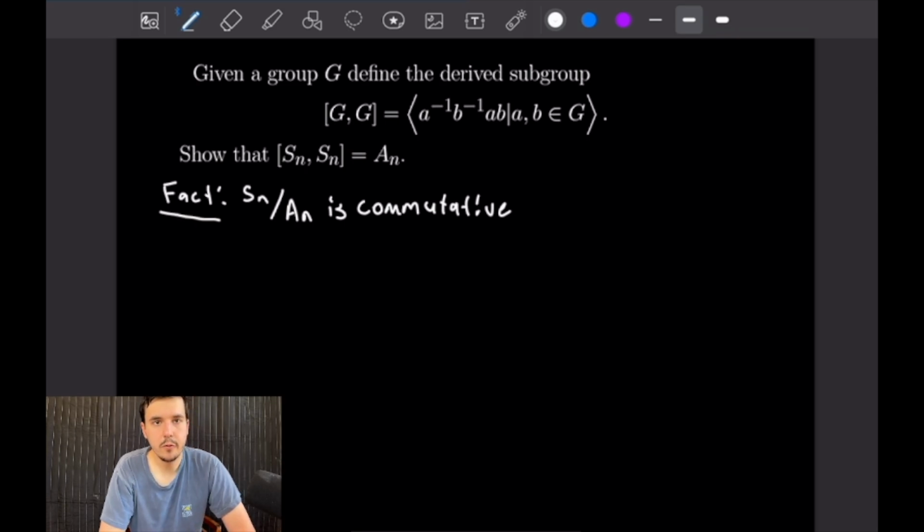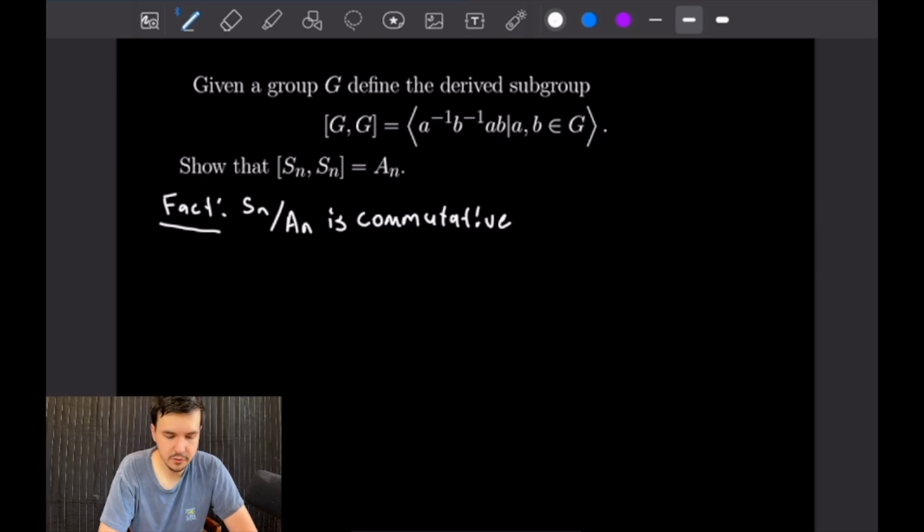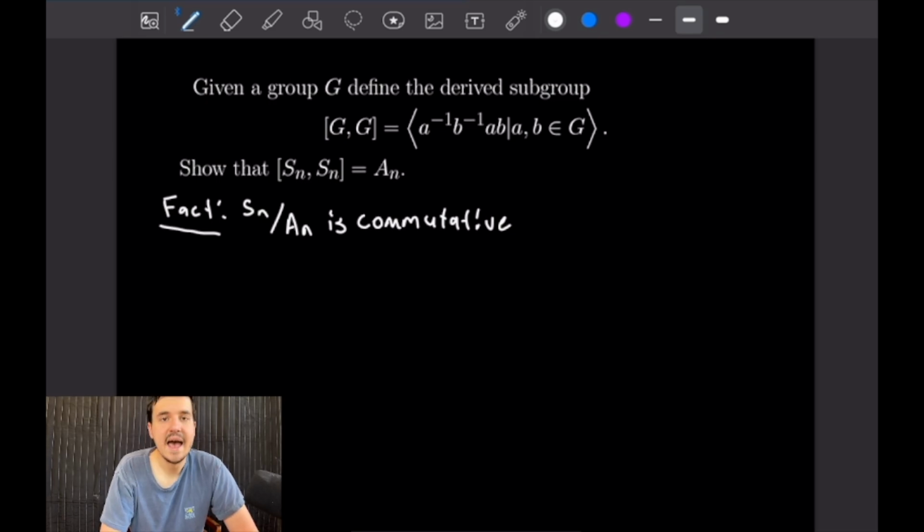To sketch out a little proof, for n equals 1, this is trivial, but for n greater than or equal to 2, we have that since the order of the quotient group of Sn mod An is equal to 2, and 2 is a prime, we know that Sn mod An is cyclic because it is of prime order, and thus it is abelian, which means, of course, it is commutative.